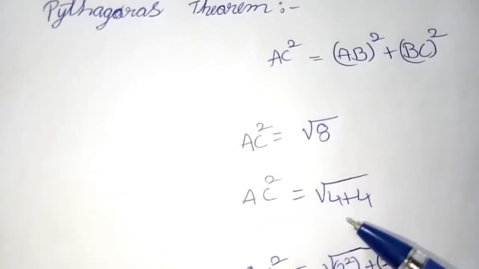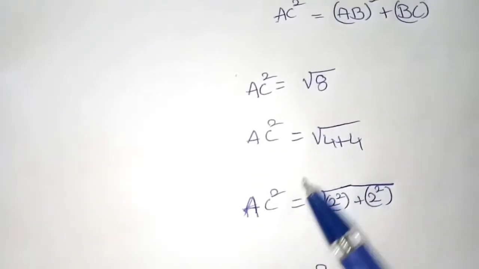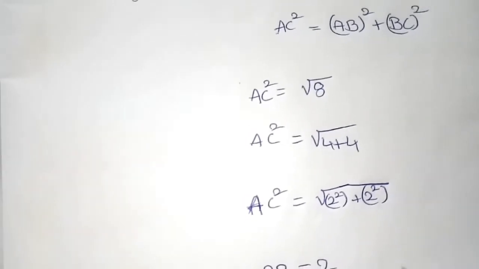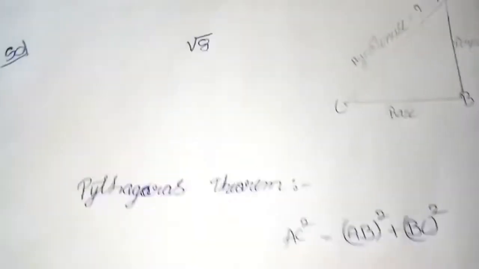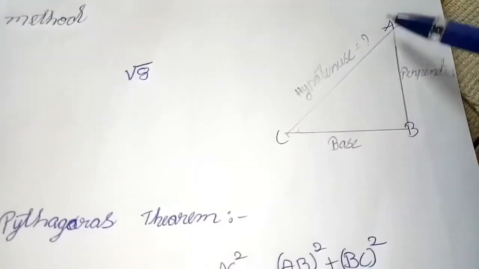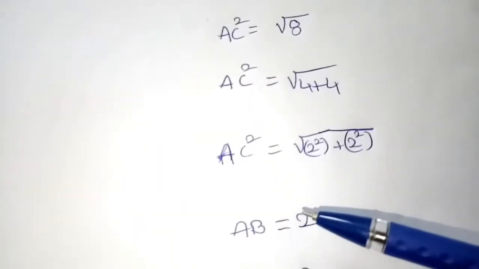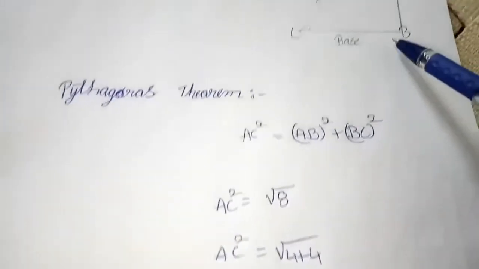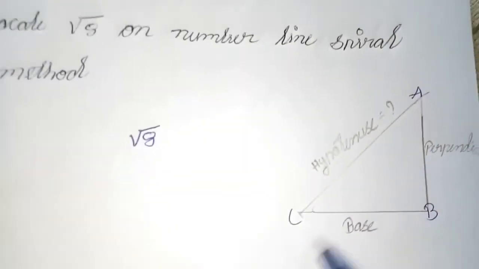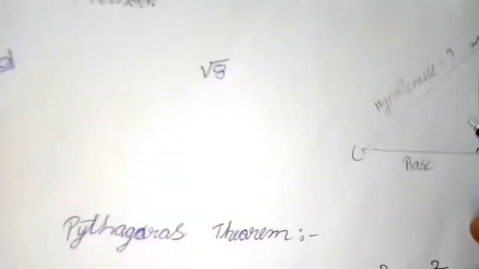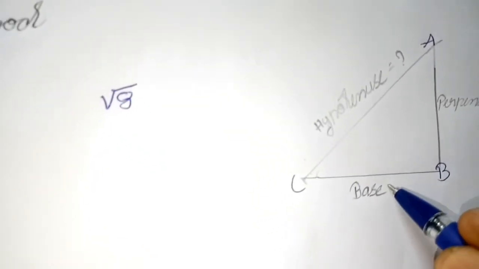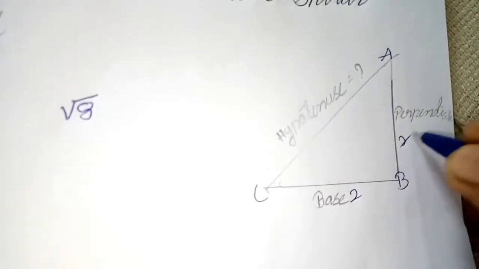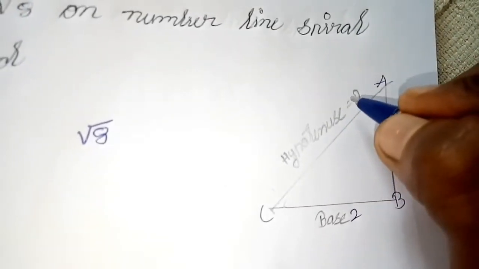Expand: AC square is equal to 4 plus 4. AC is equal to root of 2 square plus 2 square. Now this is AB, the perpendicular. AB is equal to 2. Next, BC, the base. BC is equal to 2. Base is equal to 2 and perpendicular is equal to 2. We want to find the hypotenuse.